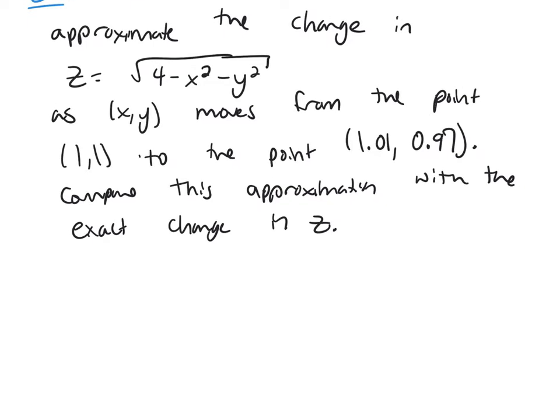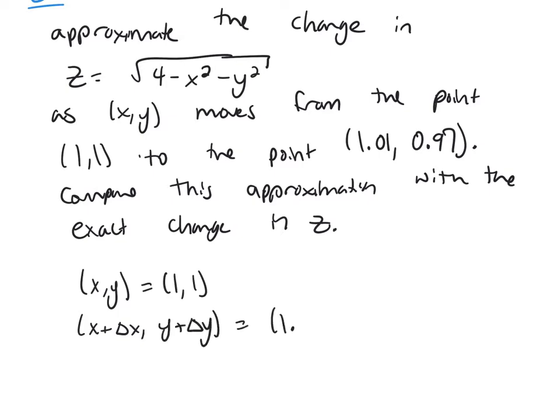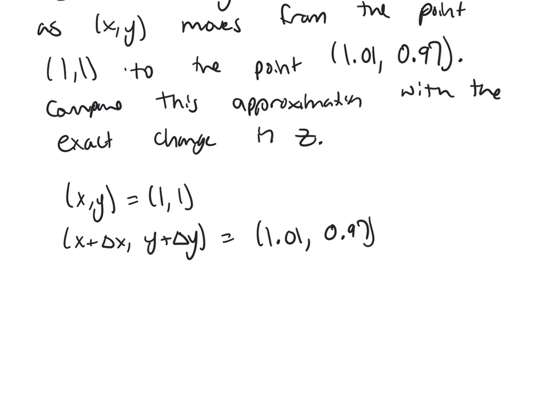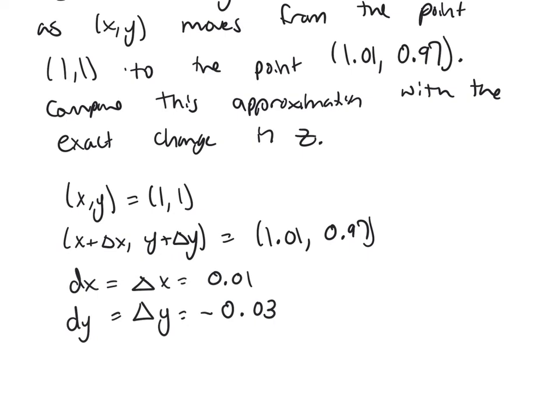So the point I'm starting with, I'm told xy starts off being the point (1, 1), and then x plus delta x, y plus delta y will be 1.01 and 0.97. So from here, I can figure out what delta x is. Delta x is 0.01, and delta y, my y coordinate went down, so it's negative 0.03. And these are also going to be my values of dx and dy.